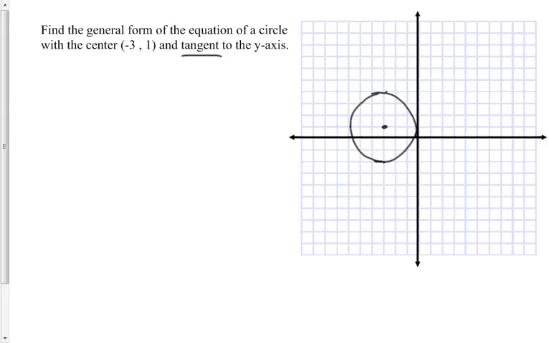So what do you know about that? You know the center, but you now also know the radius, right? Okay, so Taylor, what's the radius going to be? 3. Okay, so your radius is 3. So go ahead, write down the equation of that circle. Which form are you going to put it in, though, to start with? Standard form. So go ahead and do that. Get your standard form.